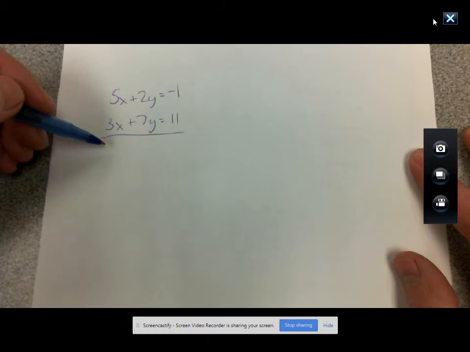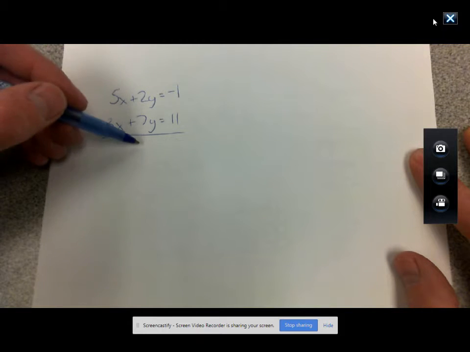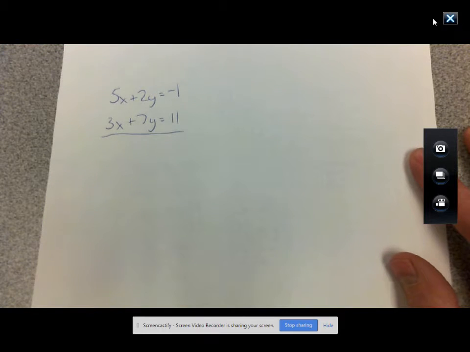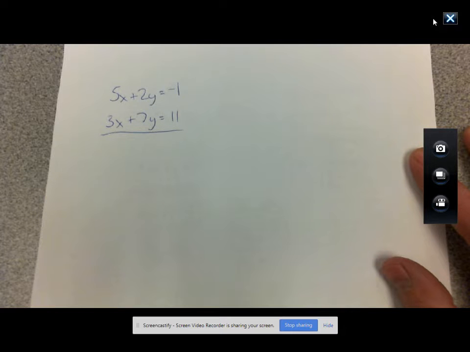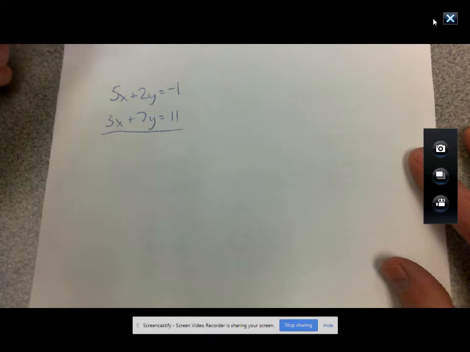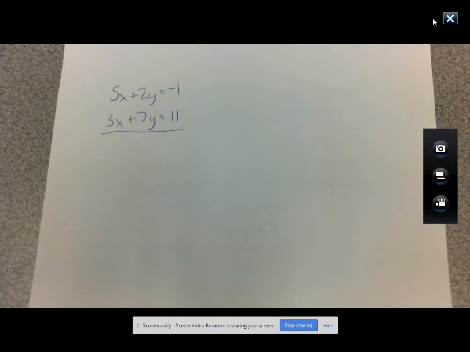So 5 plus 3 is not 0. 2 plus 7 is not 0. So as it sits right now, it does not work for the elimination method. So we have to manipulate the situation. Now the last one, we had -5 and -5 to start with, and so the 5's already matched, which means that we just had to make one positive and it worked.